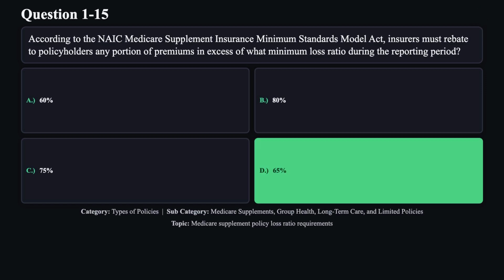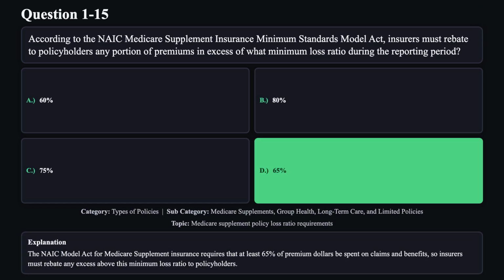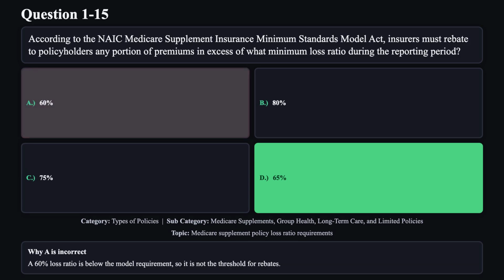The correct answer is D. The NAIC Model Act for Medicare Supplement Insurance requires that at least 65% of premium dollars be spent on claims and benefits. So insurers must rebate any excess above this minimum loss ratio to policyholders. Reason A is not correct. A 60% loss ratio is below the model requirement, so it is not the threshold for rebates.